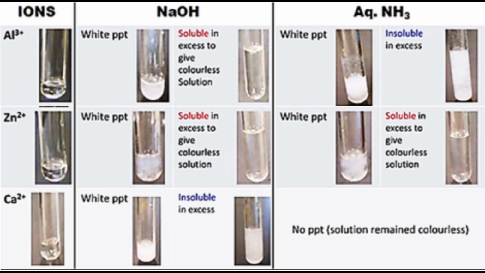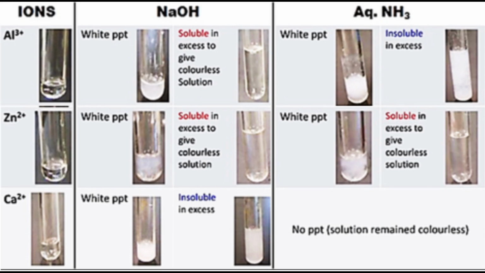The calcium ion, on the other hand, Ca2 plus, will give you a white precipitate with sodium hydroxide that will not dissolve when you add excess sodium hydroxide. That's different to aluminium. It will also not give you any precipitate with ammonia. So again, that's different to aluminium. So you have to do both of these tests to tell the difference between these three ions.